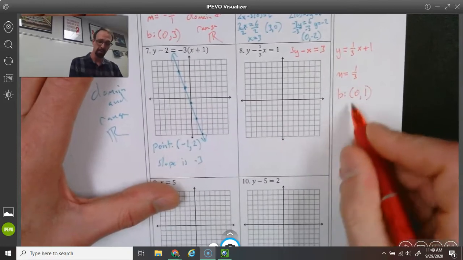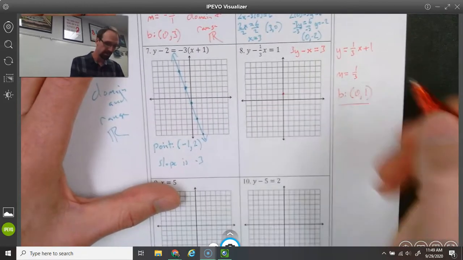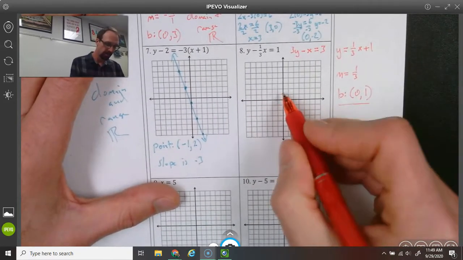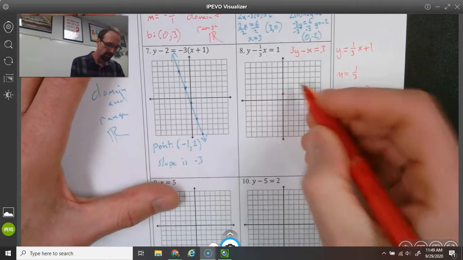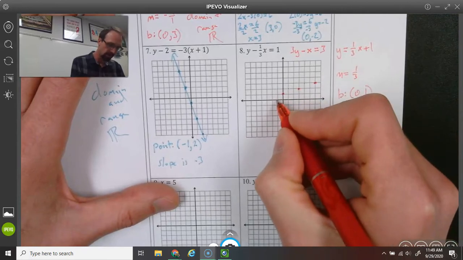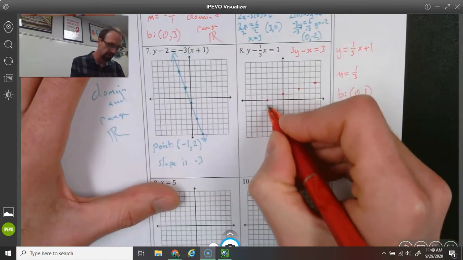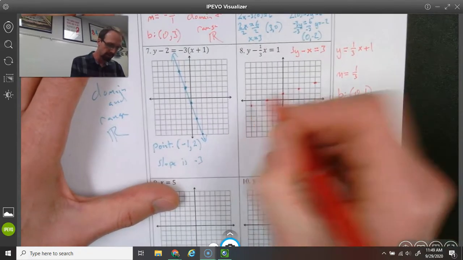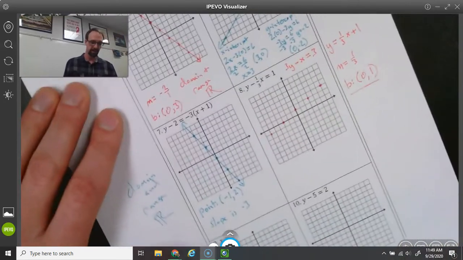Again, remember, your y-intercept is a point. The slope is 1/3, so from the y-intercept, down 1, left 3: 1, 2, 3. Down 1, left 3: 1, 2, 3. Okay. So now I connect these points.